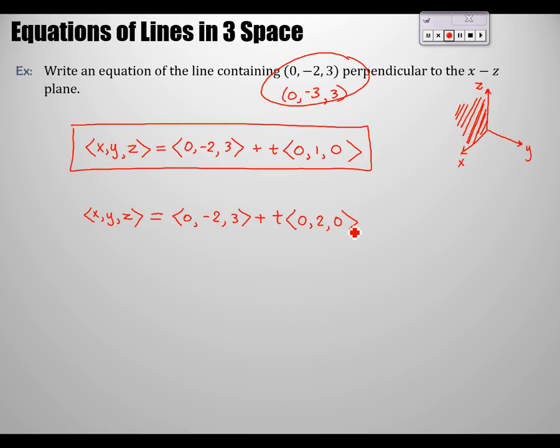So just to be clear again, I know we said the position vector and the direction vector, but really it's any position vector. That is this piece here. You could put 0, -3 here if you like. Another good equation of this line would be 0, 0, 3 plus t times 0, 2, 0. It just doesn't matter, right? Anything on this line will work.